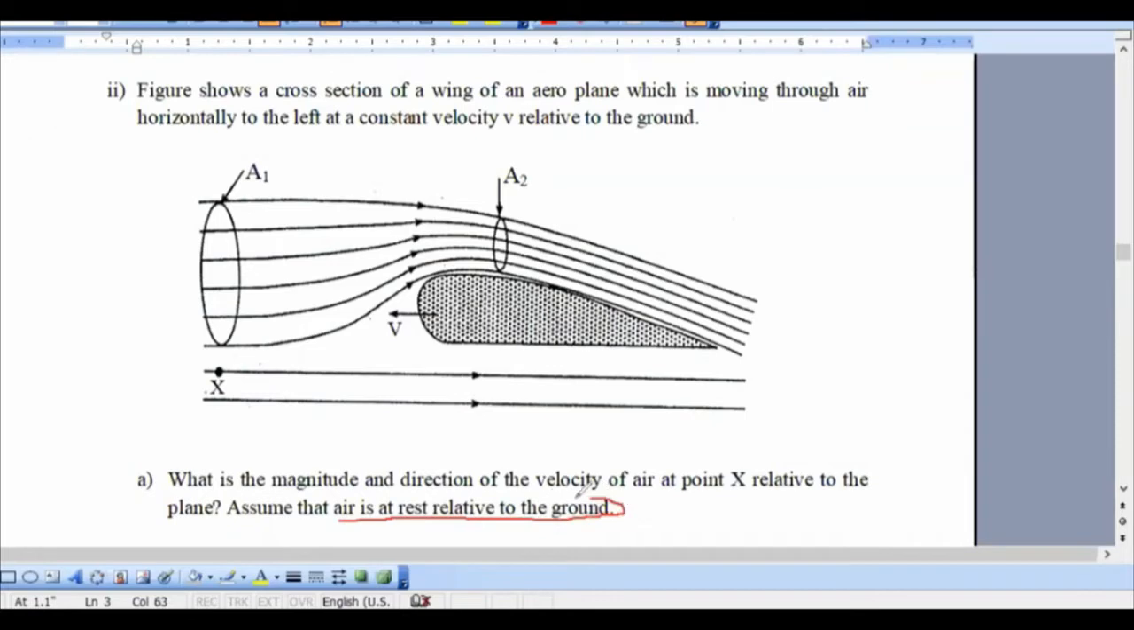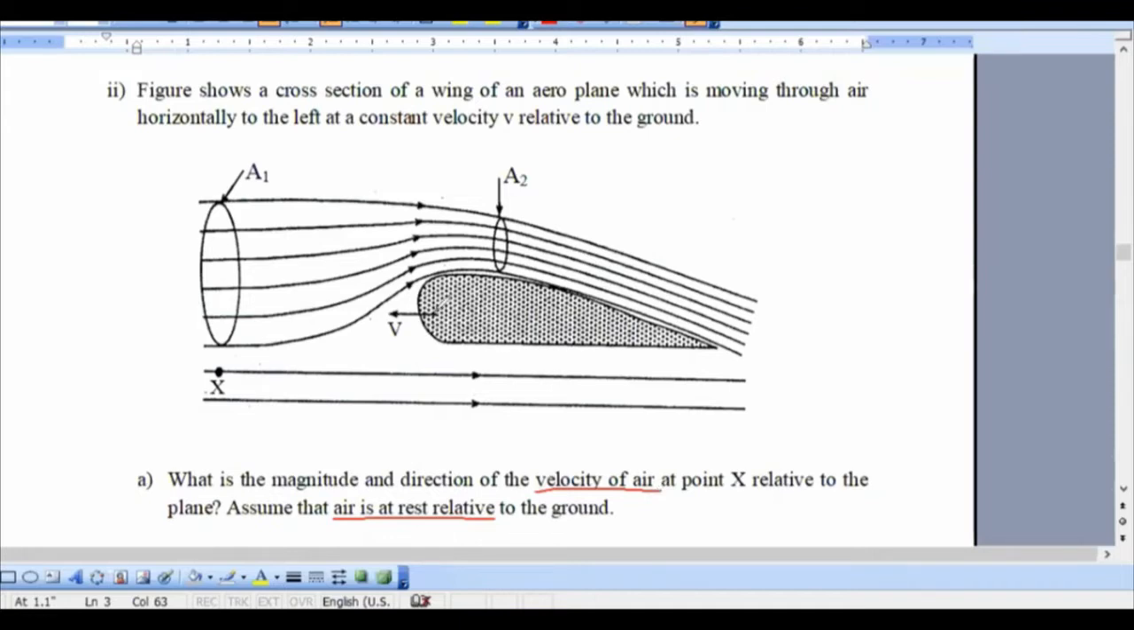It means, is there any motion in air particles there? Somebody please tell me. Air is at rest, so is there any motion? No, sir. No motion. Then why do they ask what is the magnitude and direction of velocity of air? It is said air is at rest. At the same time, they ask what is the velocity of air? Why is that there?